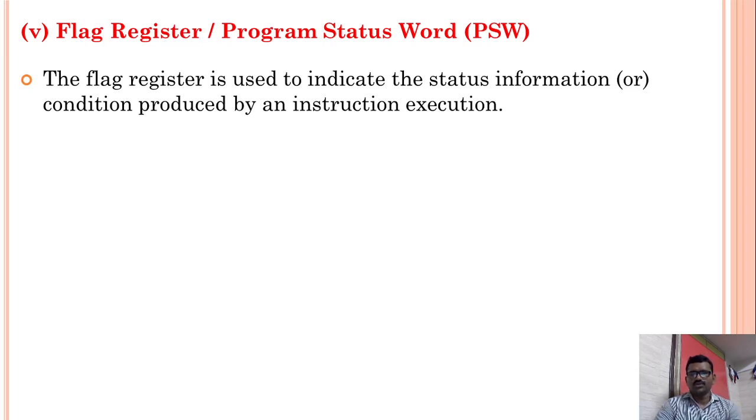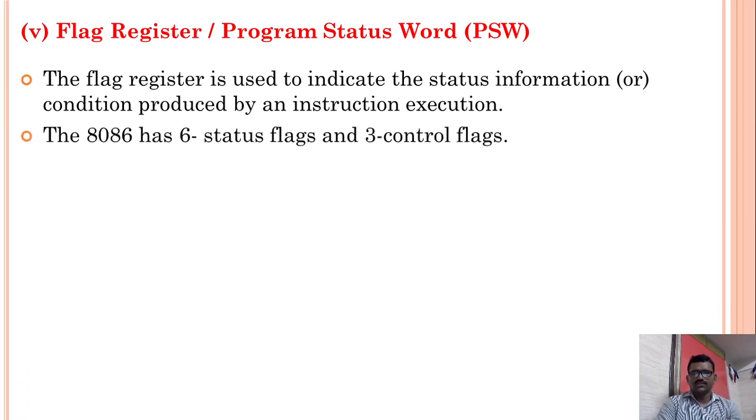It is also called program status word. In 8086 microprocessor, it has a 16-bit flag register. Out of 16 bits, there are 9 flags. The 9 flags are divided into 2 groups.